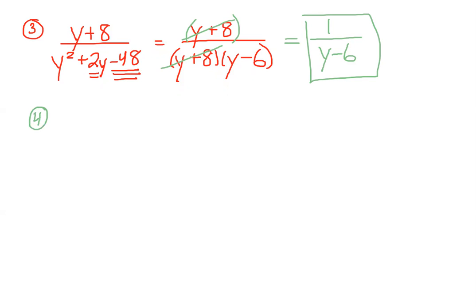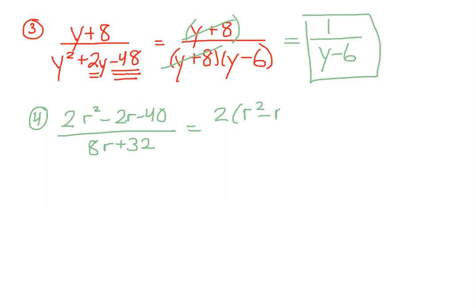Let's look at number 4. Ooh, this one's going to be tricky. 2r squared minus 2r minus 40 over 8r plus 32. So first of all, let's factor the numerator. We don't want to factor this until we take out the greatest common factor, which is a 2. And we get that. And now we can go ahead and factor that.